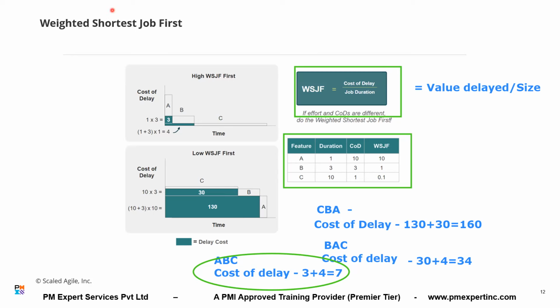The same concept of cost of delay is depicted here through the graph also. If you want to see how this is happening visually, you can see here. In this sequence, I have done CBA first, and this is the cost of delay. If I do ABC, this is the cost of delay. The cost of delay is 130 plus 30, 160 here, and only 7 here. So that's why I prefer the first way. Is that okay?